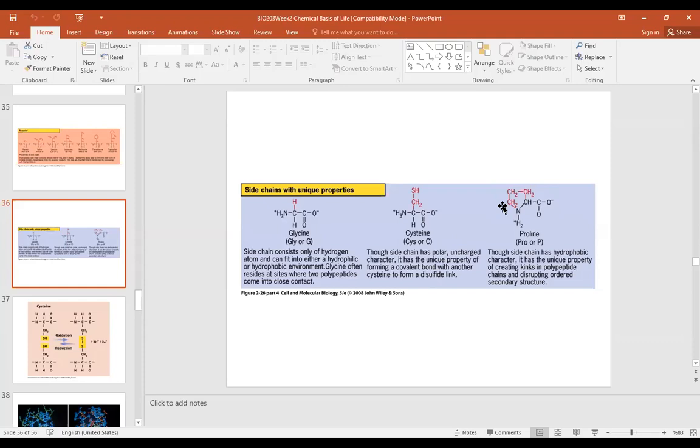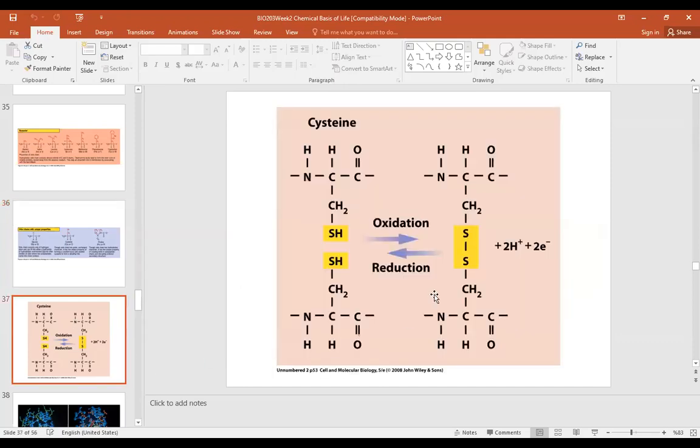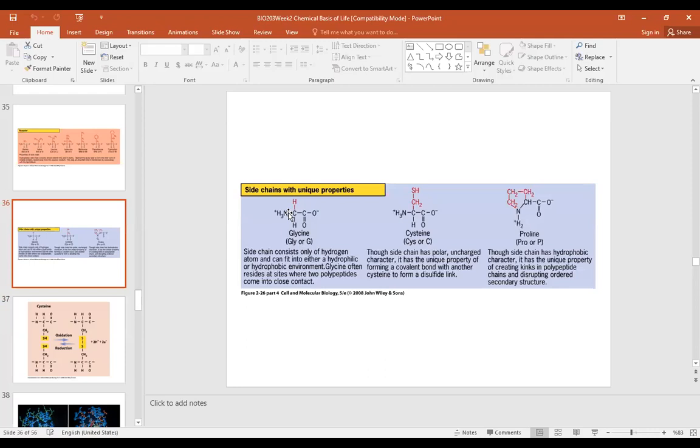It has a lot of CH2 bonds, right? And this will allow it to disorder the polypeptide chain when proline is present. So while we are at it, I also wanted to show you this, although we won't be looking at the cysteine oxidation right now, but since we are in this slide, I wanted to show it to you as well. So these are cysteine residues, and cysteine is one of the three amino acids with unique properties: glycine, cysteine, proline. And you can see that cysteine is the only one that has the sulfhydryl group.